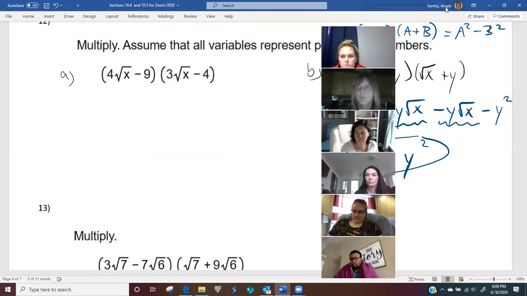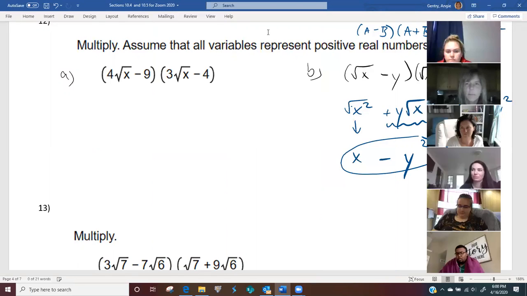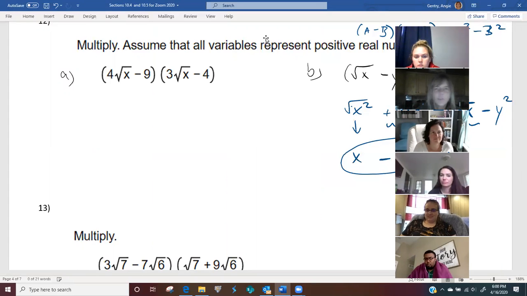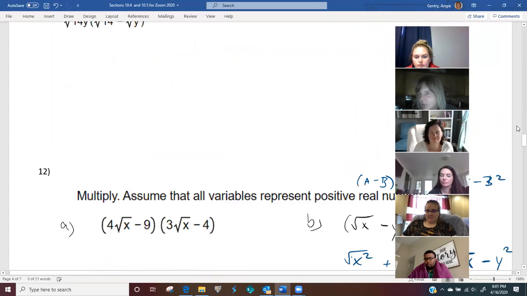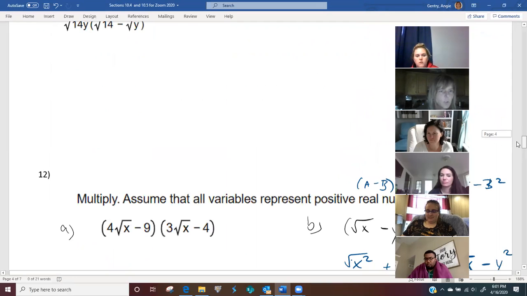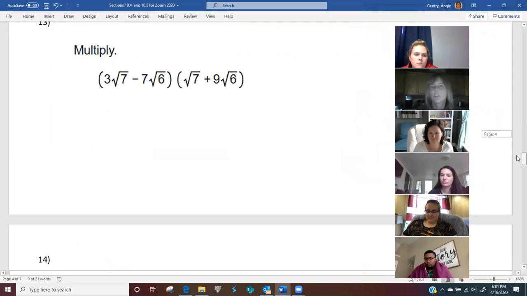I miss this so much, the on-ground teaching. I can move around and see faces, and it's still not better. This is better than nothing, but I do miss that. This is just messier, you know?